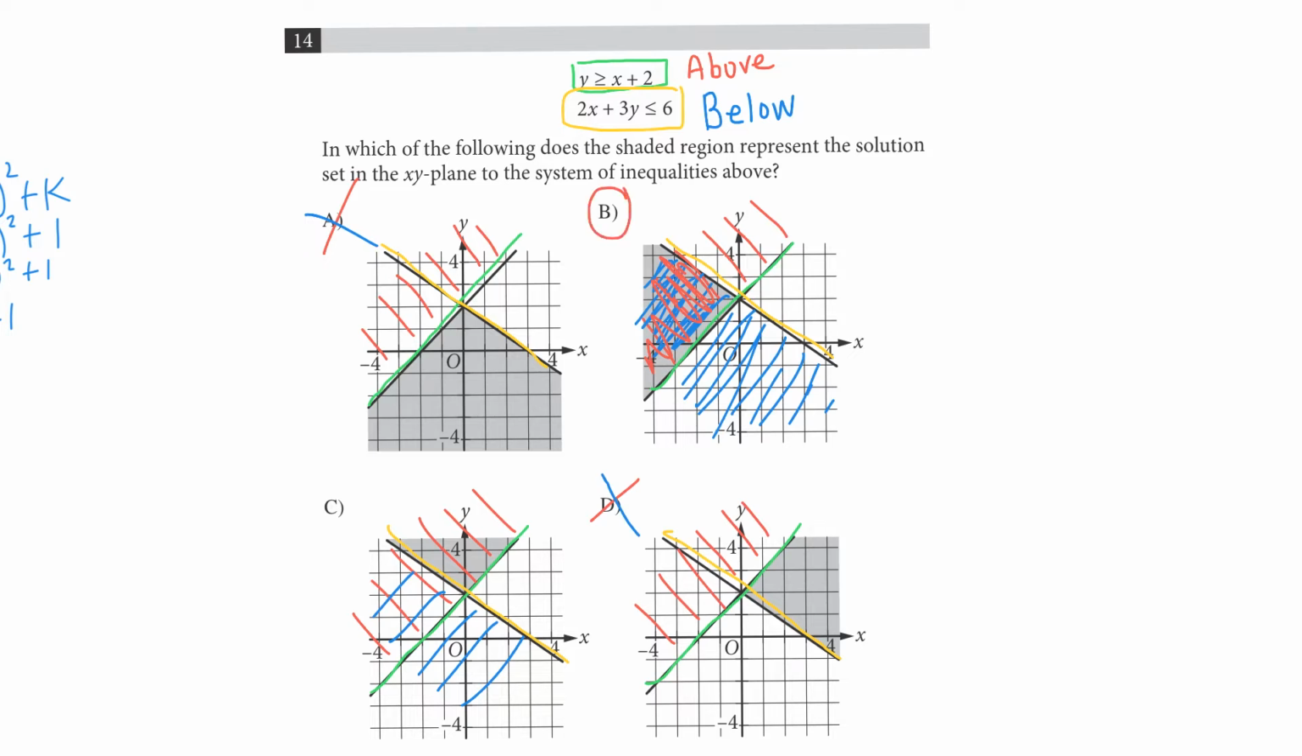So you just have to be careful on the regions that are shaded, and you can go ahead and write on your test when you're taking the test doing it that way. And so the answer is definitely B.